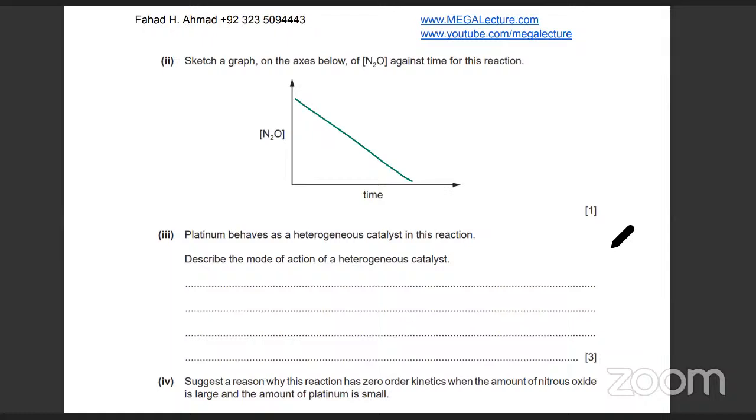पिछला part clear है ना, ये graph वाला, is that clear? Yes.